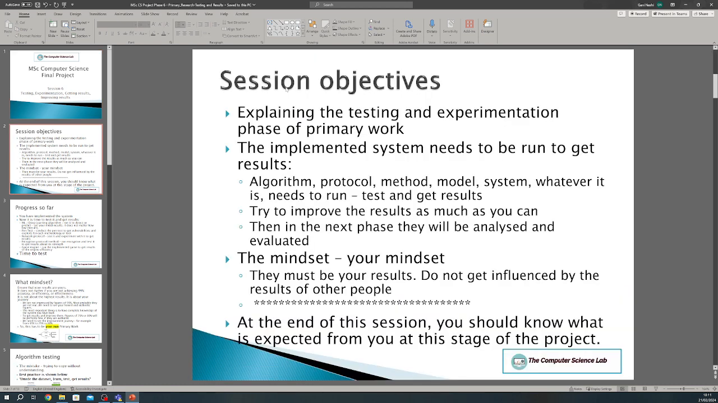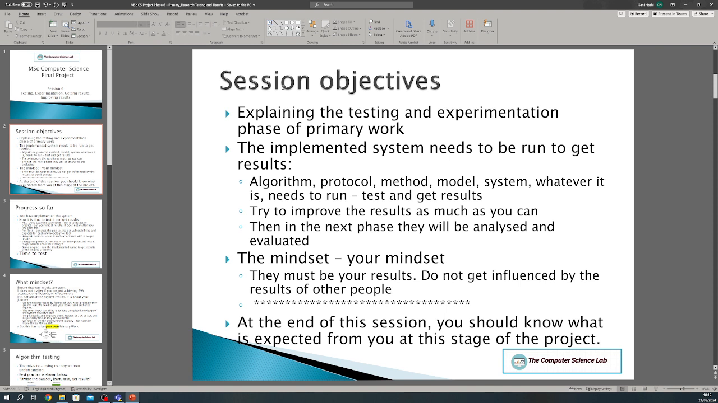The objectives of this session: we need to explain the testing and experimentation phase of your primary work, and then the implemented system that needs to run to get these results. For example, if it is an algorithm or protocol or method, model, system, whatever it is, it needs to run to test and get results. Without running it, you can't get results. There is nothing to evaluate.